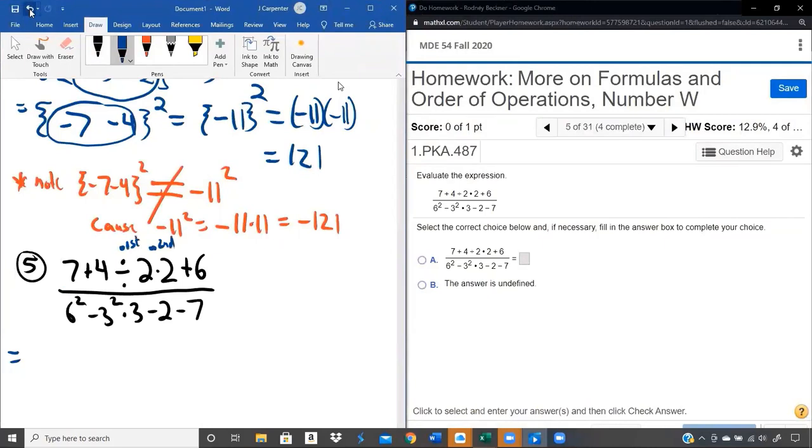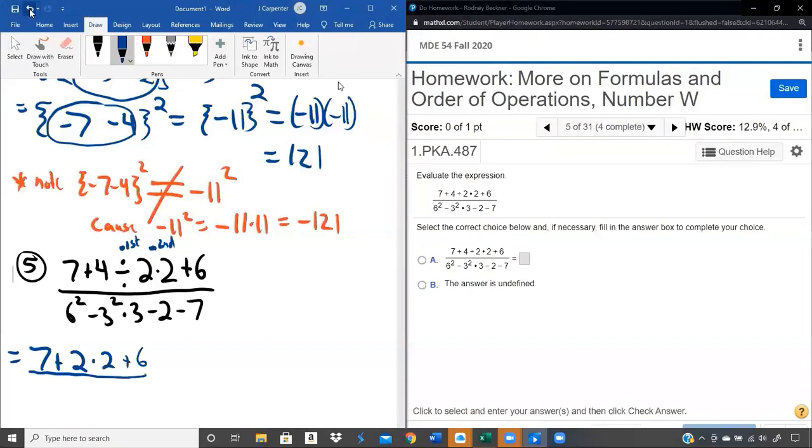So in that top, we're going to leave the 7 and the plus. The 4 divided by the 2 is going to be a 2, then times a 2 + 6. Now you might say, Mr. Beckner, you're not following PEMDAS. There's exponents in the bottom. The top and bottom are their own entities. So you can do PEMDAS in the top completely separate from doing PEMDAS in the bottom.